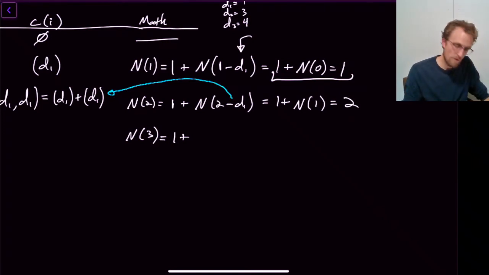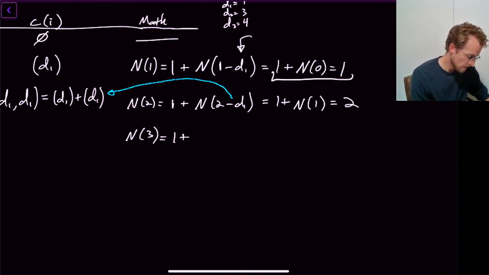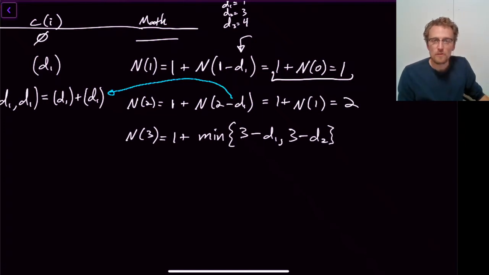the minimum of 3 minus the first denomination, or it's going to be 3 minus the second denomination. Okay, so here is the full expression. So it's going to be the minimum of 2 different possibilities. One is 3 minus d1, and the other is 3 minus d2. Why? Because those are the only denominations that we can subtract off of 3 and get a positive number.